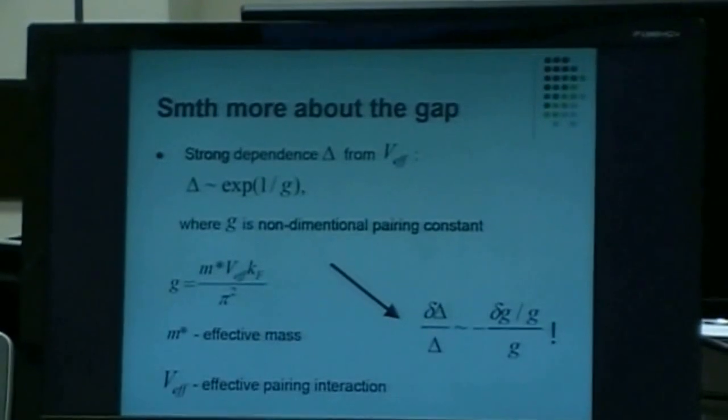On the next slide, I want to tell something more about the pairing gap, and it is the strong dependence of the pairing gap on the effective potential. Where G is a non-dimensional pairing constant, just a small variation of the effective field leads to a variation of the pairing gap. So that's why it is not so good here. As a result, we can think about some correction to the simplest BCS theory.